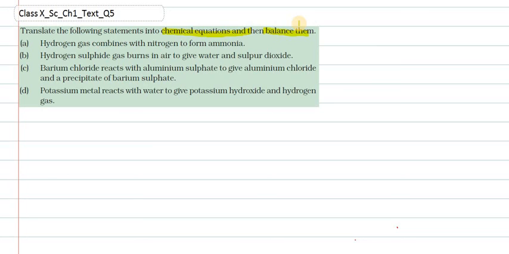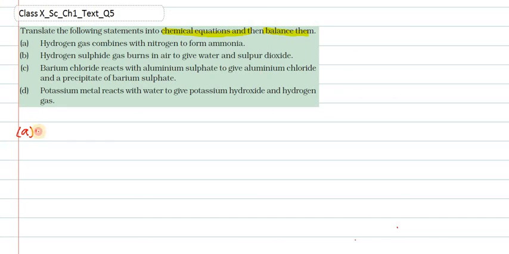Second reaction is hydrogen sulphide gas burns in air to give water and sulfur dioxide. Third one is barium chloride reacts with aluminium sulphate to give aluminium chloride and a precipitate of barium sulphate. Part D or last part is potassium metal reacts with water to give potassium hydroxide and hydrogen gas. Let us look into this one by one.